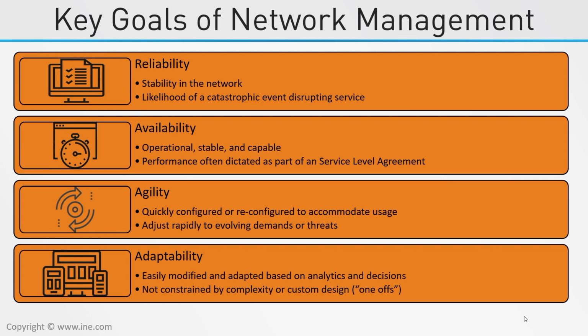Availability is similar to reliability but goes a step further. The network needs to be operational, stable, and also capable of performance as dictated in a service level agreement. In other words, can the network operate at the function dictated for a period of time? If a circuit is operational at 10 gigabits per second at 99.99% of a month, but meets this baseline only 95% of that time, there's a significant gap in network availability.